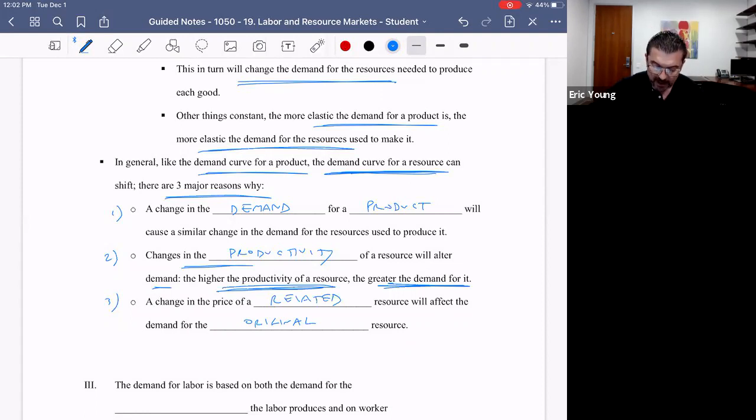And finally, we know that there is a demand curve for resources. And we've laid out 3 things broadly. We'll go into them in more detail later, but 3 things broadly that can shift that demand curve. And of course, because a resource market is still a market with supply and demand, any shift in that demand curve is going to alter the equilibrium price in the market.